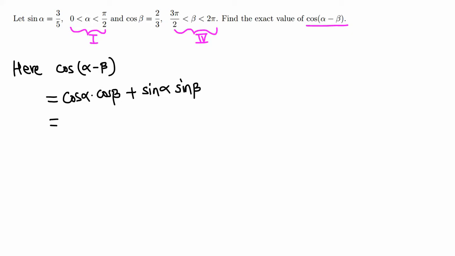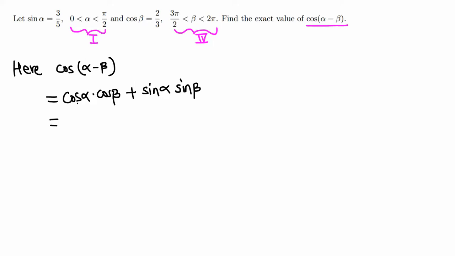Now we need to know the value of cosine alpha, which is not given. Sine alpha is given. Based on sine alpha, we need to find cosine alpha. Cosine beta is given, 2/3, plus sine alpha, that's given, 3/5, times sine beta. We need to determine the value of sine beta based on this.